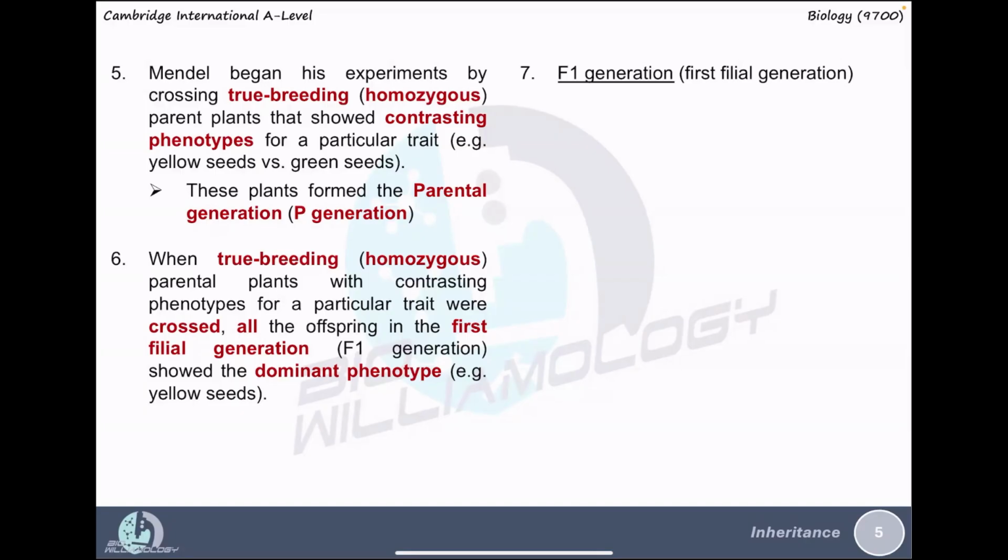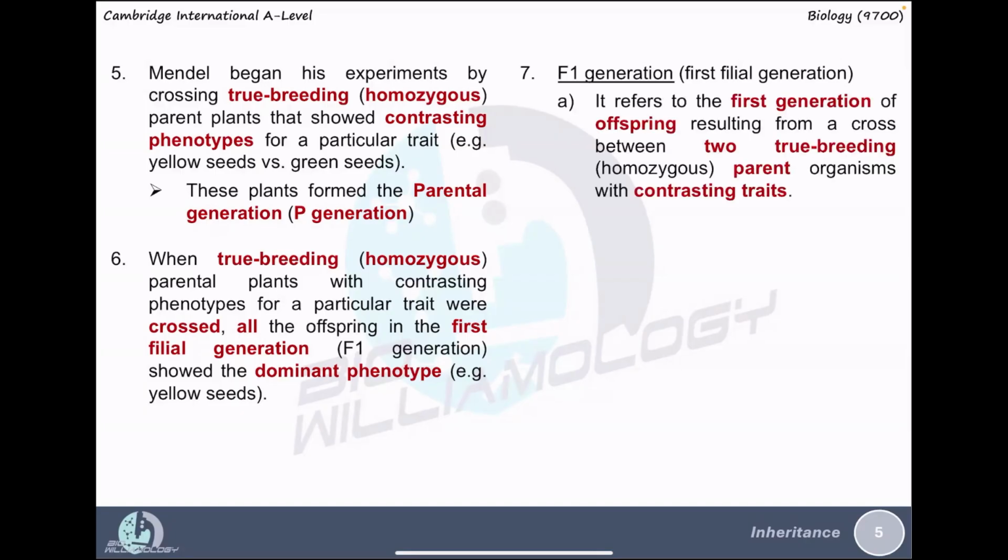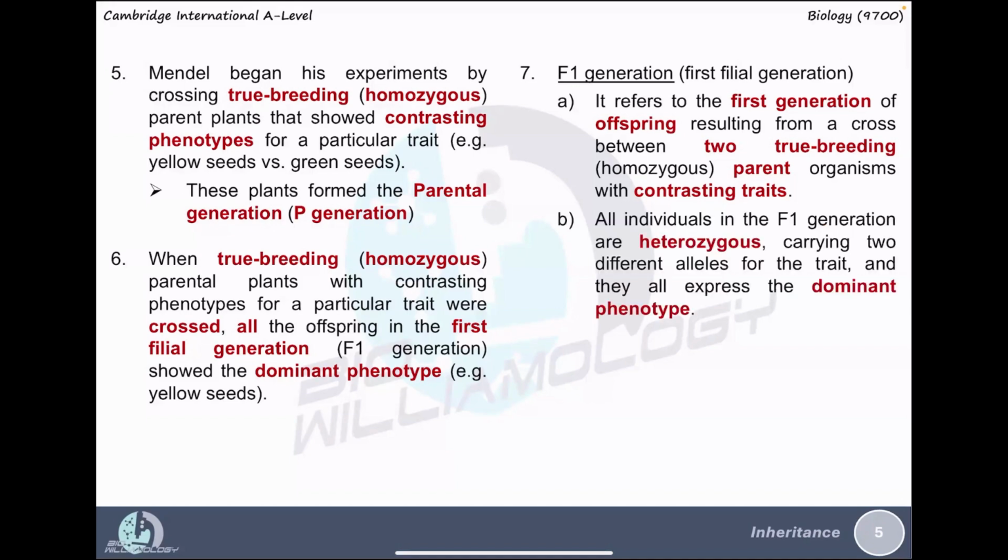So what is the F1 generation? The F1 generation refers to the first generation of offspring resulting from a cross between two pure-breeding, or true-breeding, parental plants with contrasting traits. Therefore, all individuals in the F1 generation are heterozygous, carrying two different alleles for the trait, and all of them express the dominant phenotype.